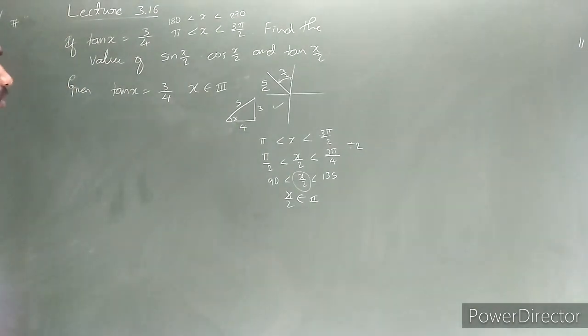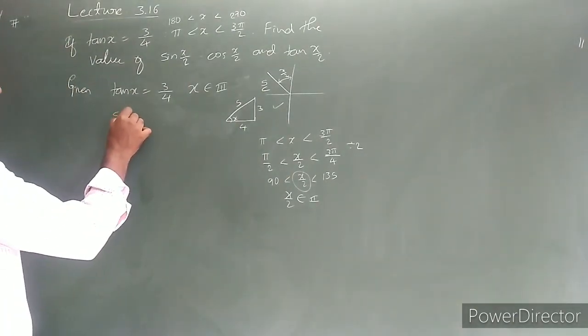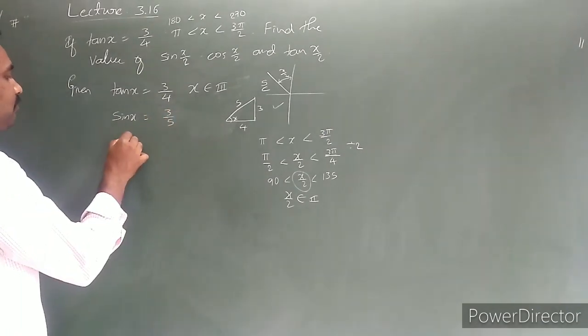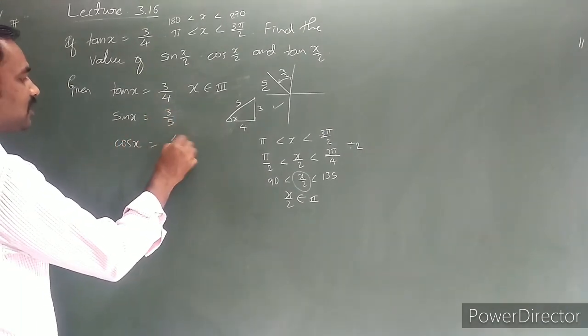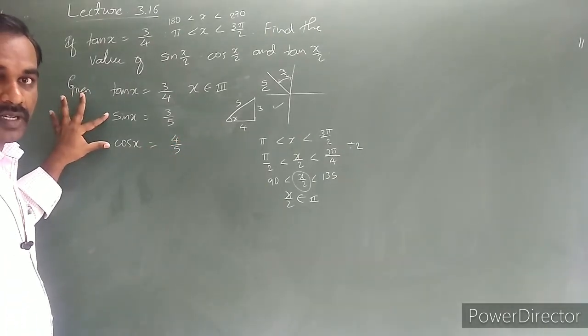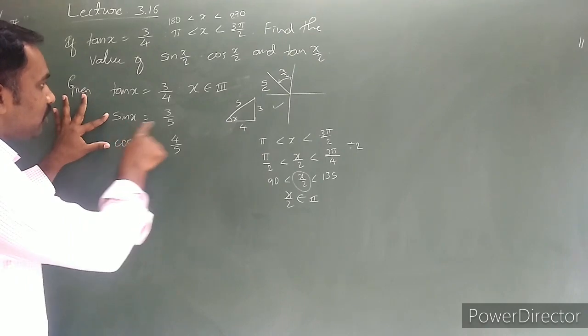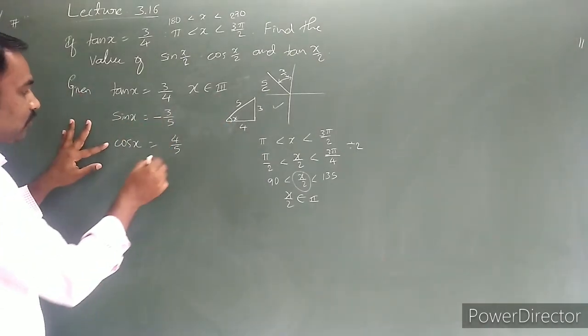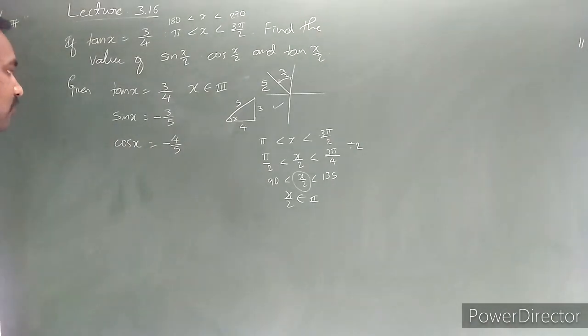From the tan ratio, find the sine of x. What is the sine of x? Sine of x is 3 by 5. And find the cos of x. What is the cos of x? 4 by 5. Are these two values positive or negative? How to find? X belongs to which quadrant? Third quadrant. In the third quadrant, is sine positive or negative? Negative. What about cos? Cos is also negative. Keep it as it is.